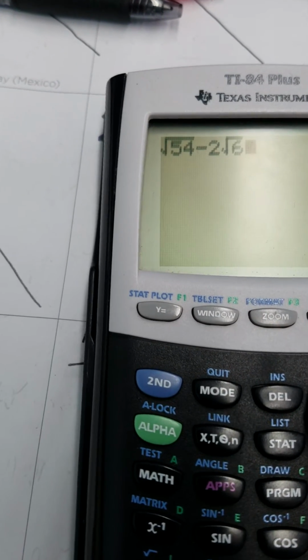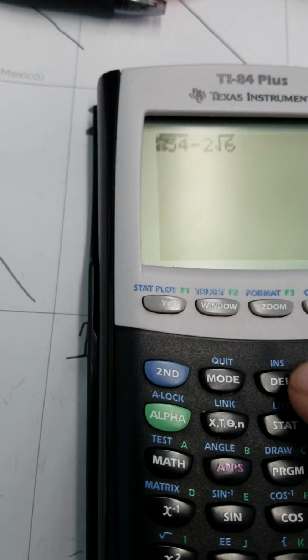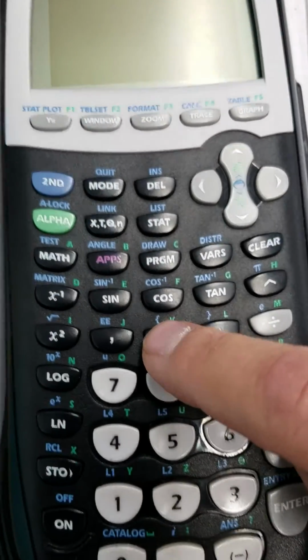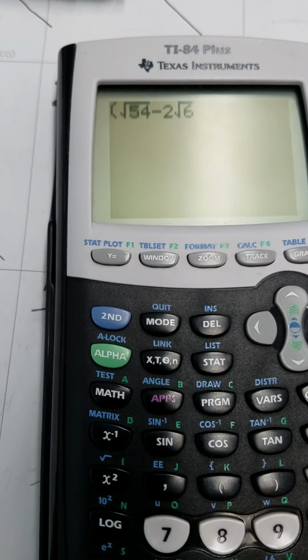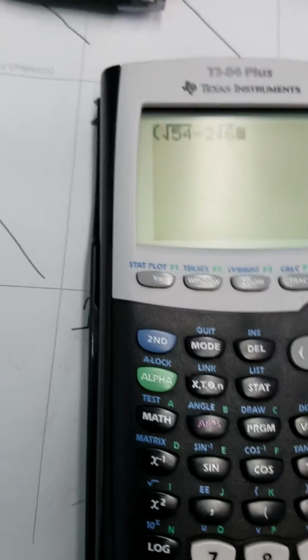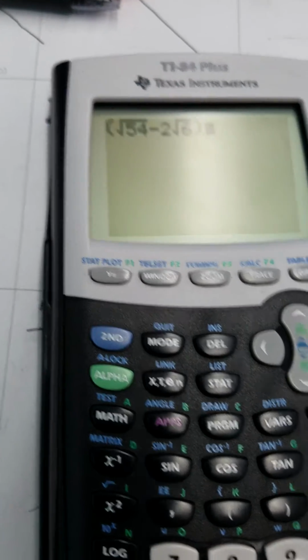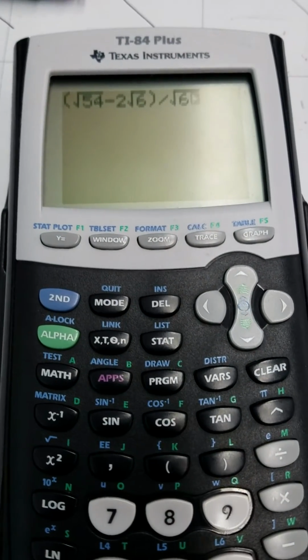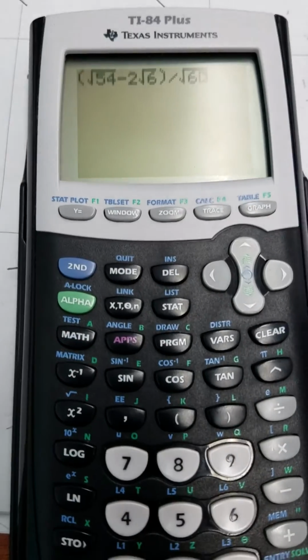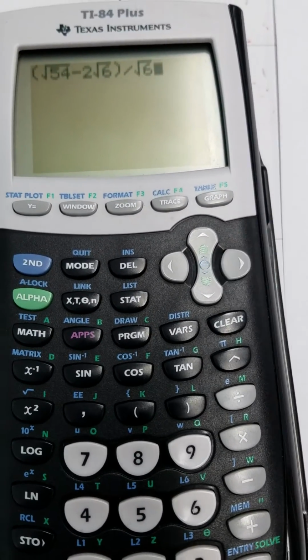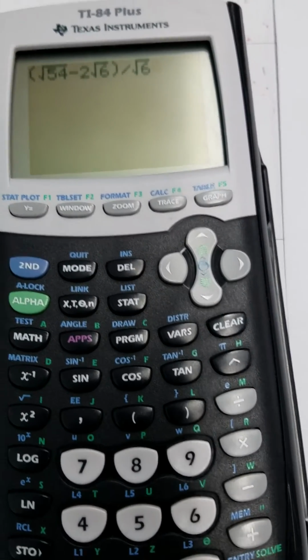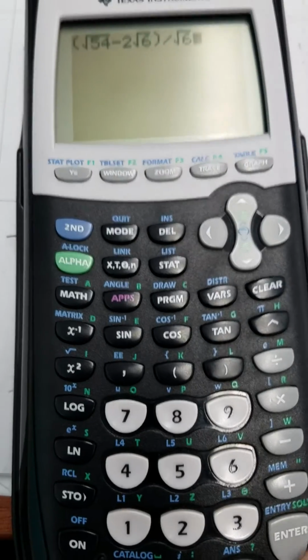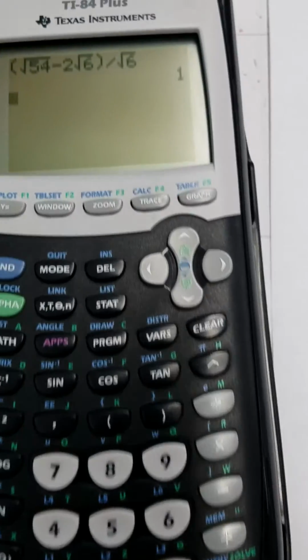Now what I should have done here is really put parentheses in, but I can insert them. If I hit second function, insert, I can get my parentheses in there. There's my one parenthesis. I'll move my arrows, and there's my next one. And I want to divide this entire thing by radical 6. This is just a little trick. If you have the calculator, this will do it all for you. Use your arrow again to get out of the radical so you don't keep typing every single item into the radical. Hit enter and it will give you an answer.